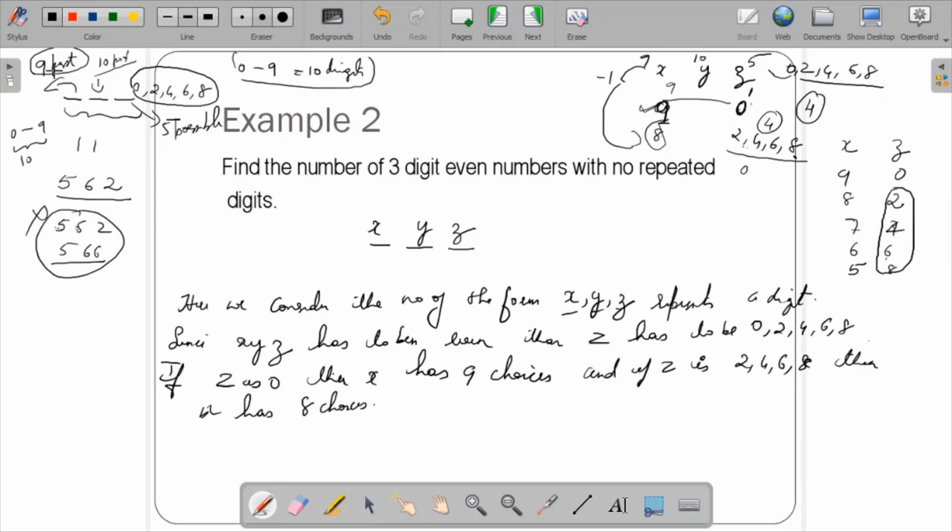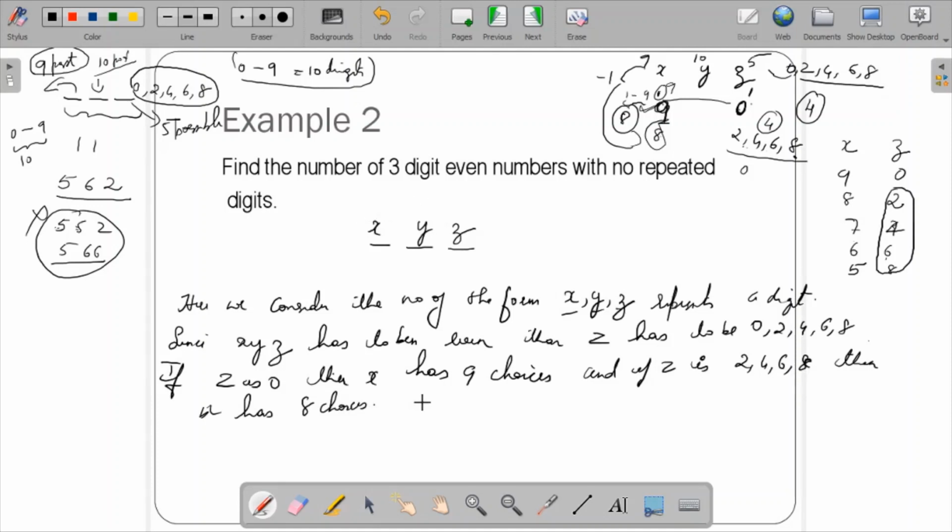Because already X had 9 choices, but when Z is 0, one digit has already been occupied by the X position. See here, when Z is 0, out of 1 to 9, one position is occupied. For example, imagine when Z was 0, 1 was occupied. How many terms are remaining? 8 digits are remaining. Those 8 digits can be used for the remaining positions. That's why, if Z is 2, 4, 6, 8, then X has 8 choices. I hope it's clear. Then we'll see how we can arrange these X and Z.